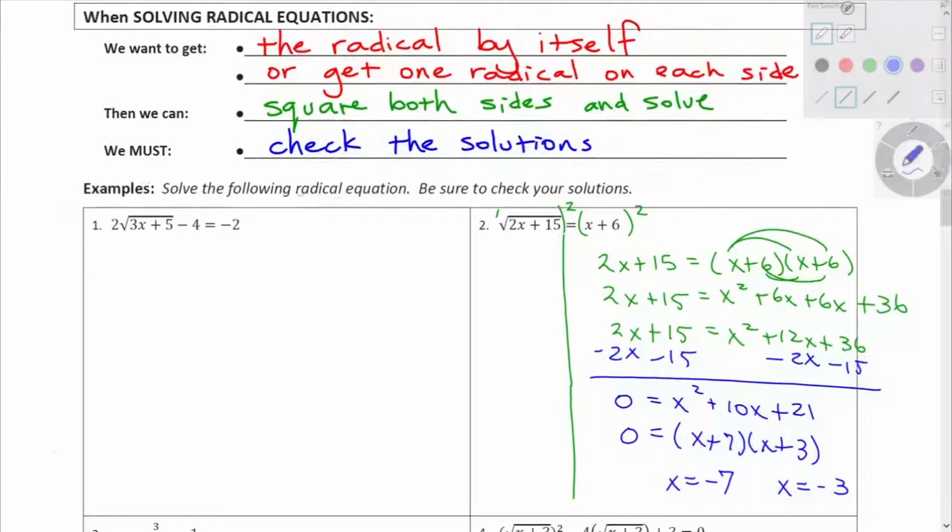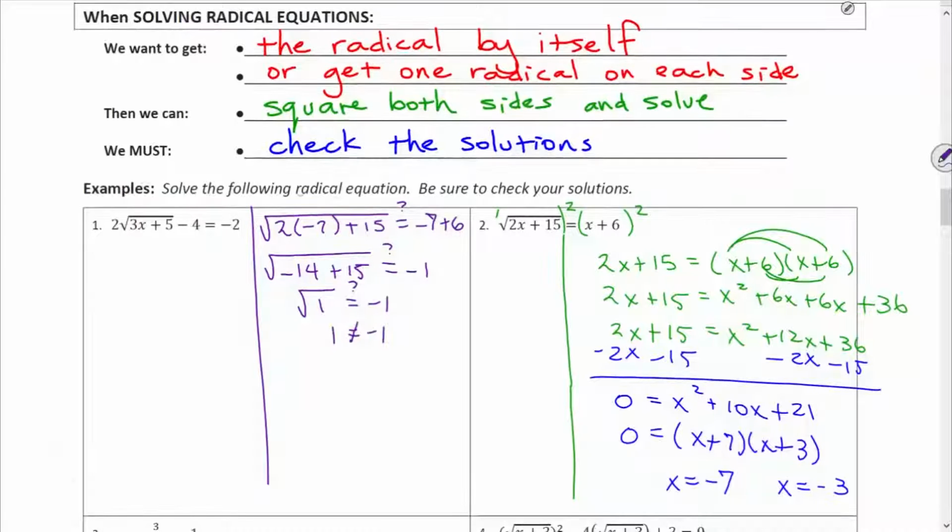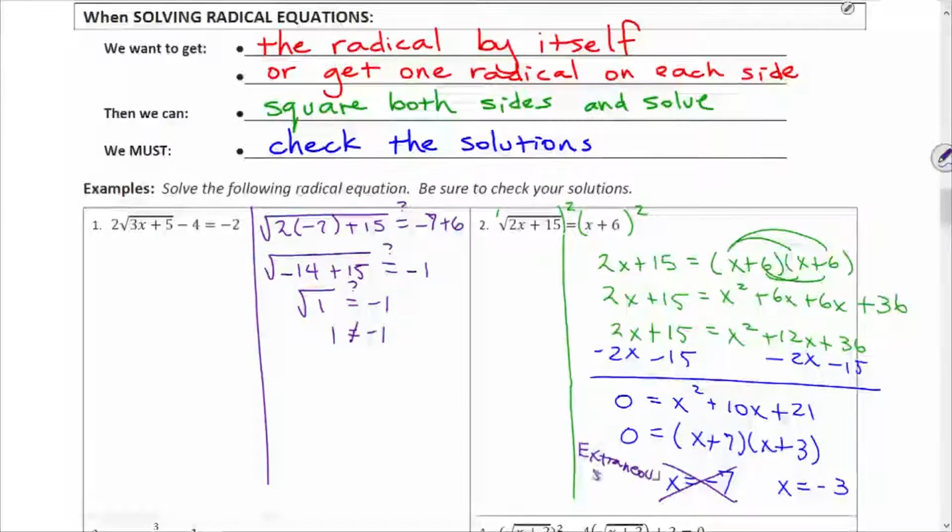Okay, so checking negative 7. I got 1 is equal to negative 1, which is not true, which means this negative 7 is an extraneous solution. Notice that I get 1 is equal to negative 1, and when both of those are squared, you get a true statement, 1 is equal to 1.